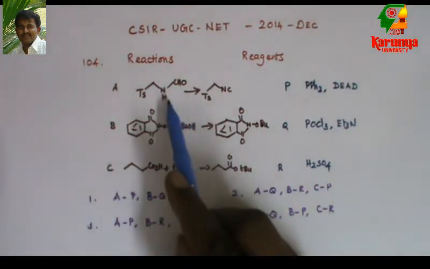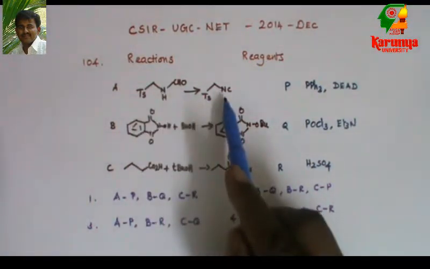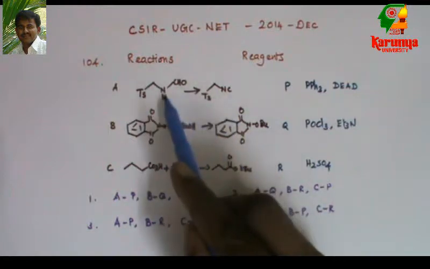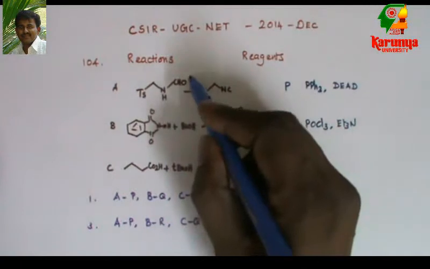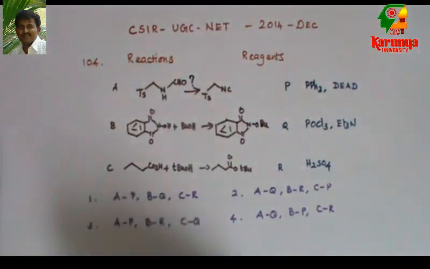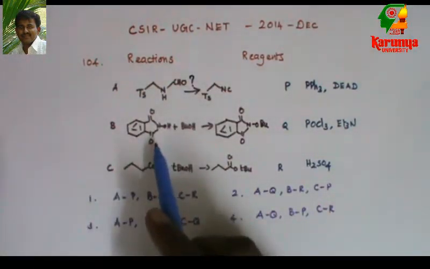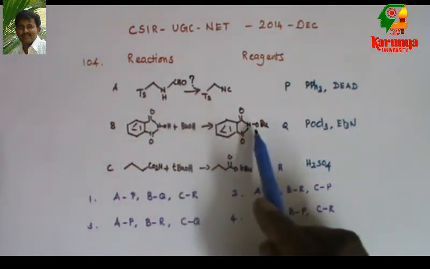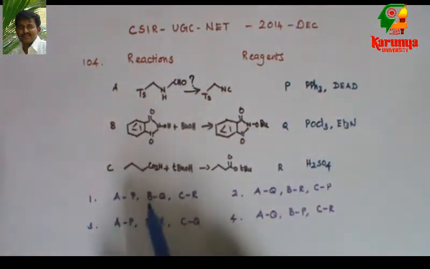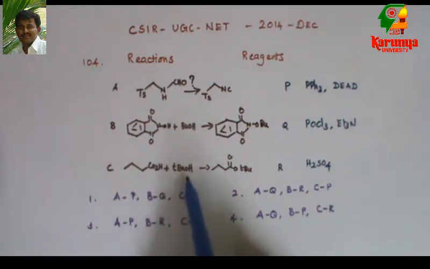First one, it is an amide. It is getting converted into isocyanide by removing a water molecule. What is the reagent for this? Second one, N-hydroxyphthalimide reacts with butanol to give the corresponding O-alkylated product. Third one, an acid reacts with tertiary butanol to give a tertiary butyl ester.